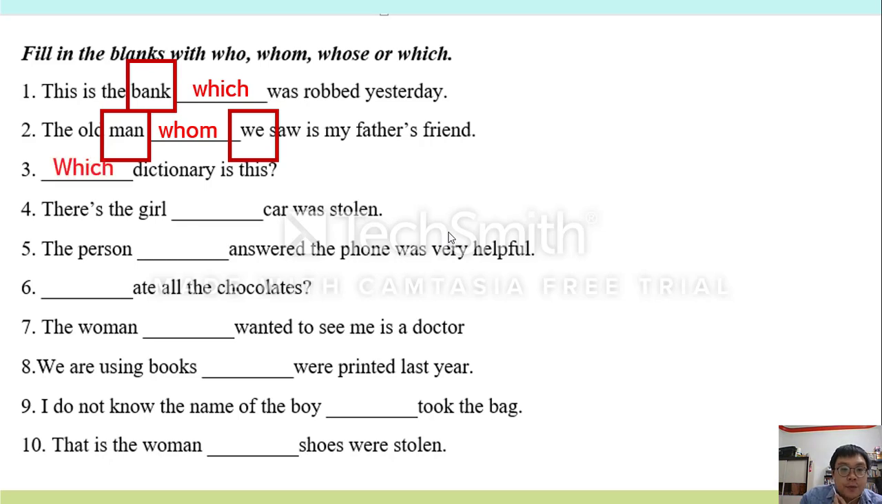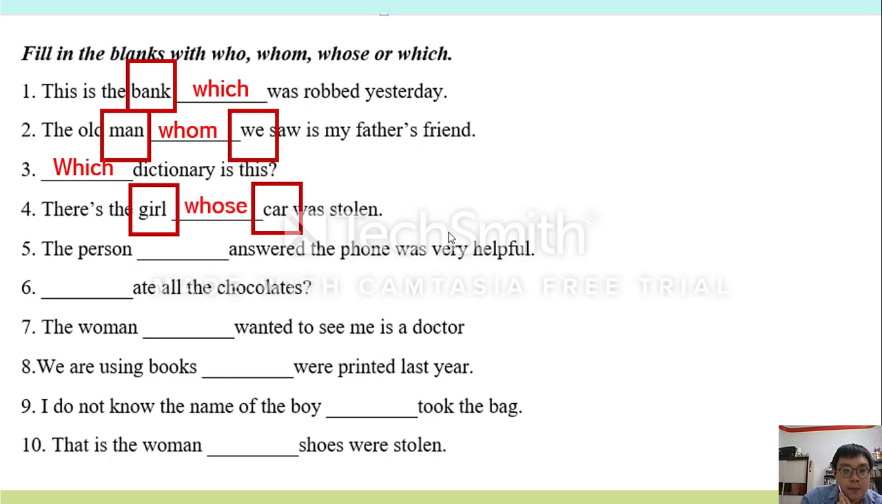Number three, now this one, after the answer, you see a noun. So this one also, the answer is not correct. Answer should be whose. Okay, please change it. W-H-O-S-E. Because it's a noun, we have to use whose. This is not which, yeah? Okay. Four, there's the girl. The girl is a person. So must see the word after answer. The car is a noun. It's a noun, right? So answer, whose.